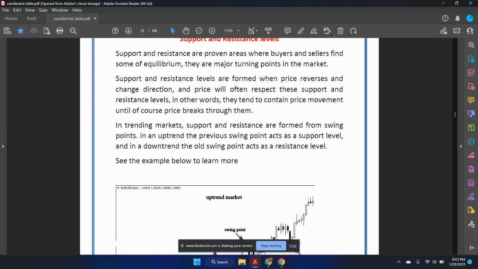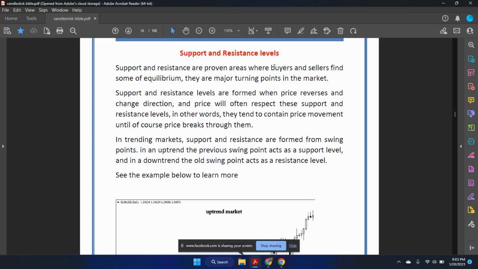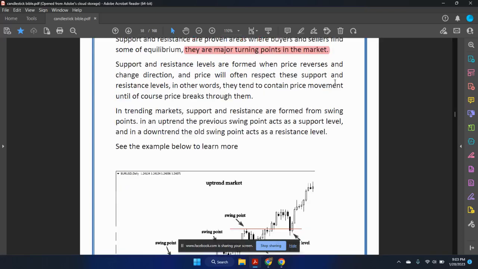So, support and resistance levels. Support and resistance levels are proven areas where buyers and sellers find some equilibrium. They are major turning points in the market. Like I said, guys, support and resistance levels are very critical, and you want to get them down. Support and resistance levels are formed when price reverses and changes direction. That's something good you should know. Price will often respect these levels. In other words, they tend to contain price movement until, of course, price breaks through them.